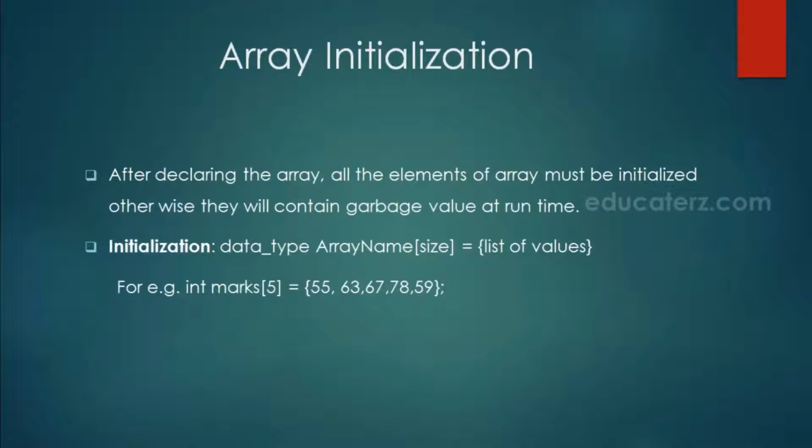Now we can even initialize an array at the time of declaration using an initialization string. So at that time we can give values this way, that is, int marks[5], and directly the values we can initialize this way. Now array index always starts from 0 till length minus 1. So this 55 will be in marks[0], then at marks[1] it will be 63, for marks[2] it will be 67, marks[3] 78, and marks[4], that is at the fourth index, we will have 59. If the array is not initialized, then it holds garbage values at runtime.